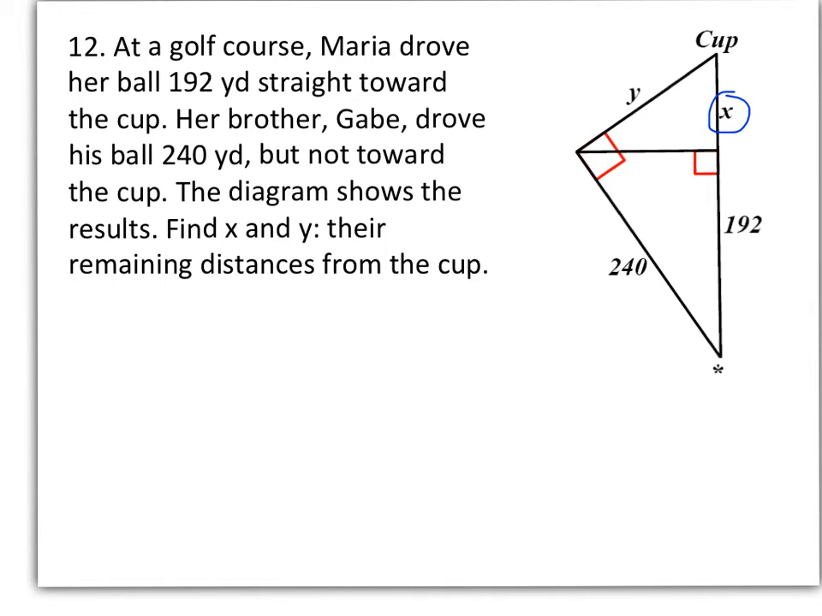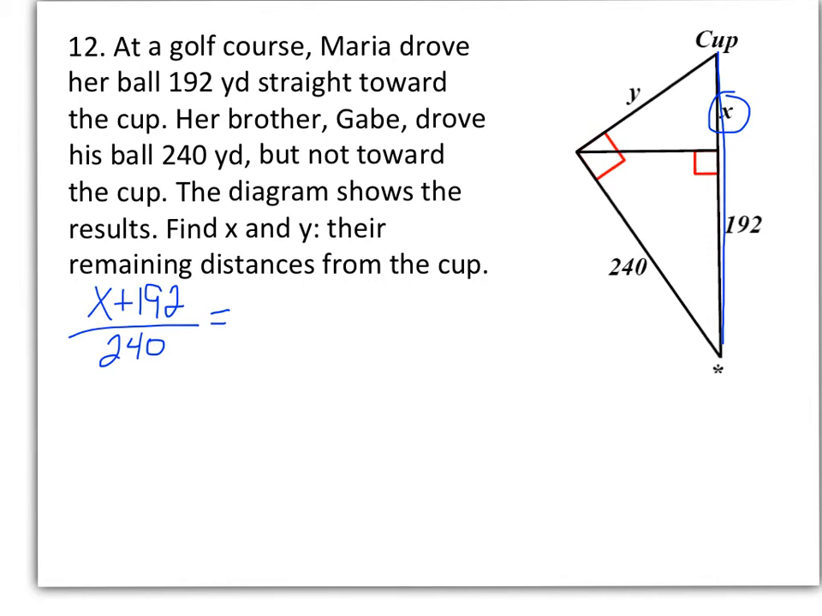So x is part of our small triangle, and it's also part of the large triangle. In the large triangle, it makes up part of the hypotenuse. So I'm going to put x plus 192. That would be the entire hypotenuse of my large triangle. And we have to add those two together to get that whole hypotenuse. And then the larger side is 240.